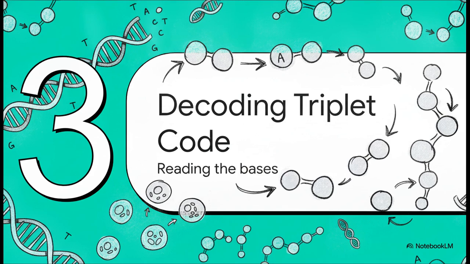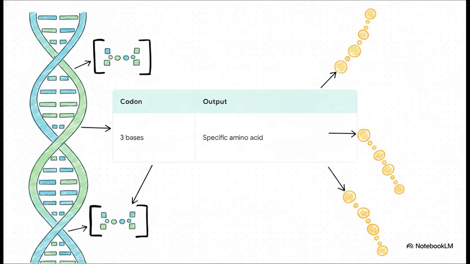Decoding the triplet code. How do we actually read these bases? Biological instructions are written in what we call a triplet code, also known as codons. As you can see, every combination of exactly three bases mathematically maps to one specific amino acid. It's a precise one-to-one calculation that the cell executes to string together a protein. Think of it like a biological translation dictionary.